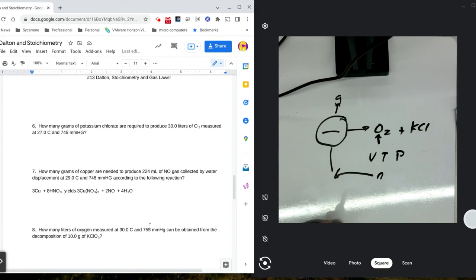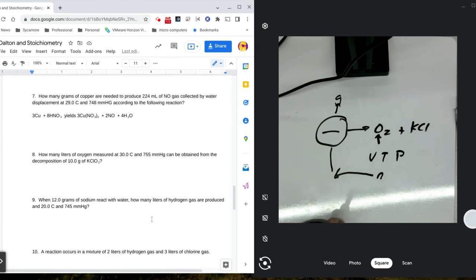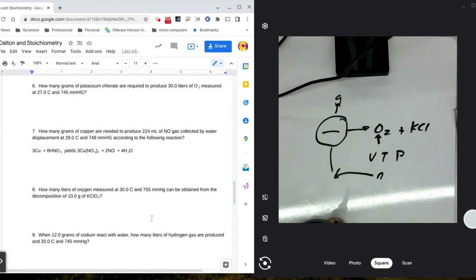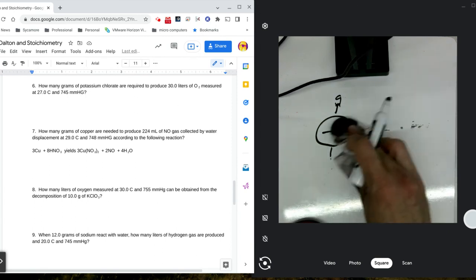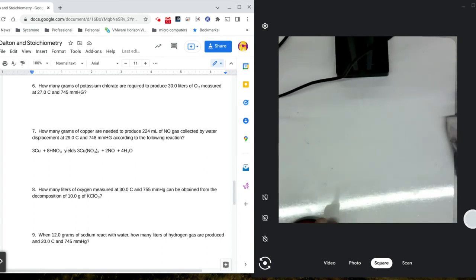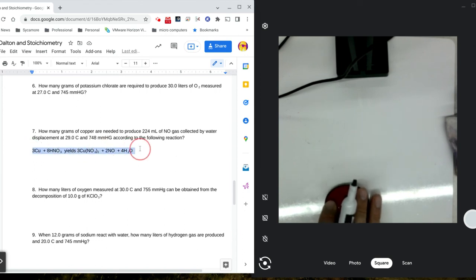Next one, and we'll do just a couple more of these because I'm starting to run out of time. It says how many grams of copper are needed to produce 224 liters of NO gas collected by water displacement according to the following reaction. Really quick, we're looking for grams of copper. This is the big one. This is the balanced reaction.